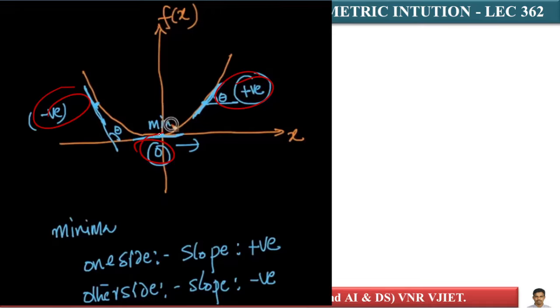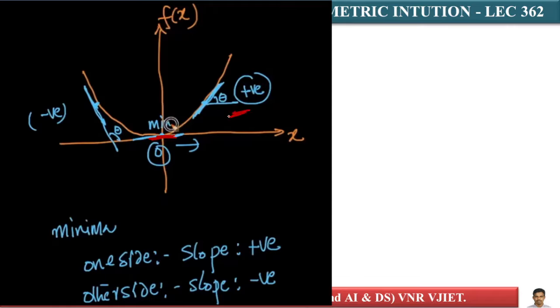Therefore, let me repeat, its gradient is a positive slope, isn't it? Why is it positive? Theta lies between 0 and 90. This is a positive value. What is the slope at the minima? This is the minima, isn't it? What is the slope at minima? It is 0. The slope on one side of the minima is positive.